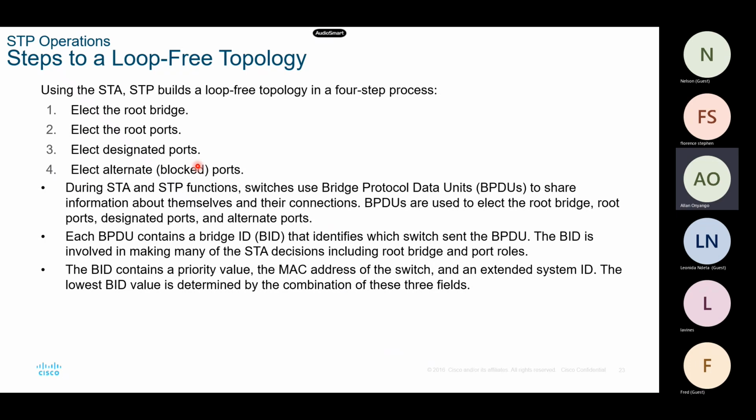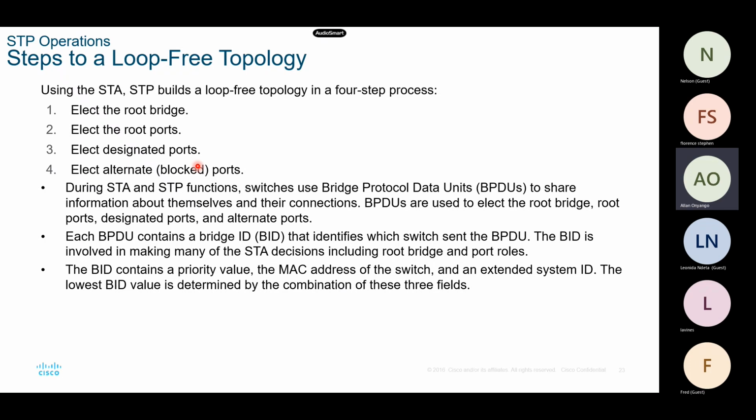Now, in the election process, whether there are 2 switches or 1,000, the switches exchange messages among themselves that we call BPDUs, Bridge Protocol Data Units. These are the messages used to share information among the switches. They elect the root bridge, the root port, the designated ports, and even the alternate ports.